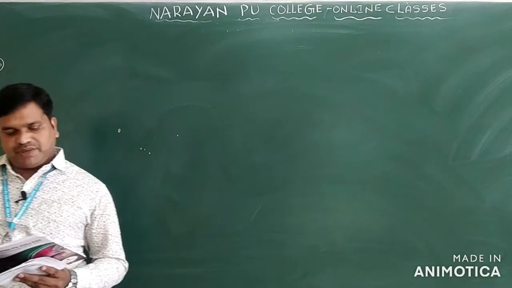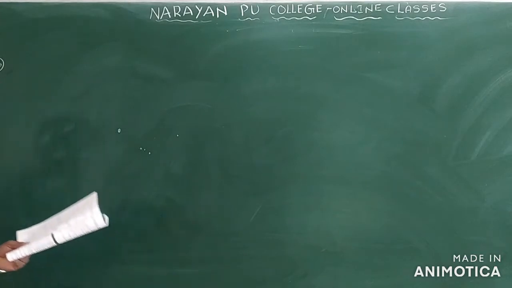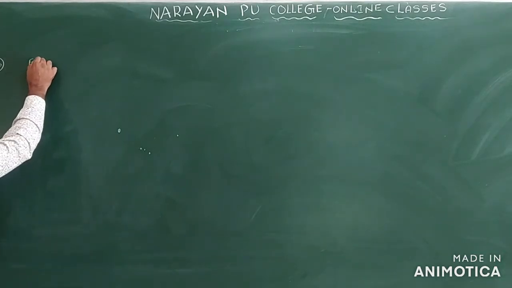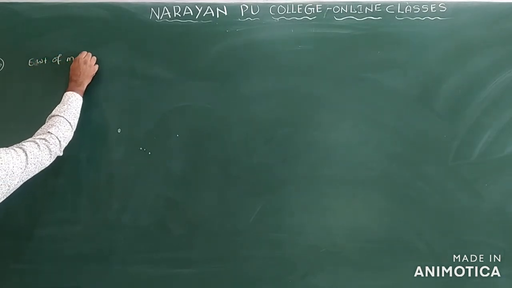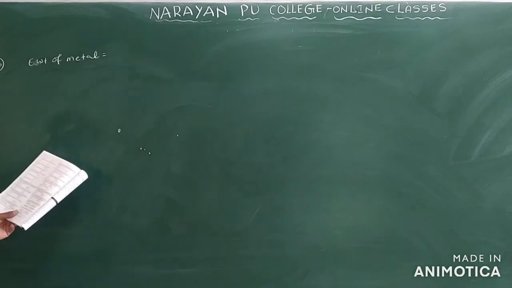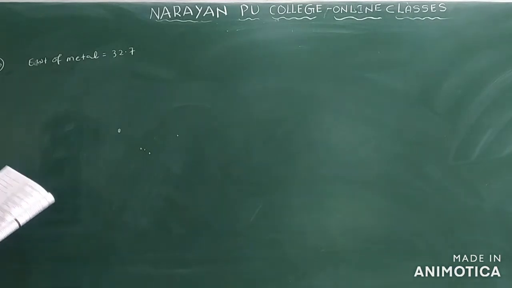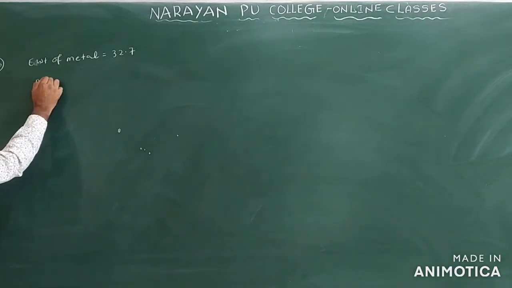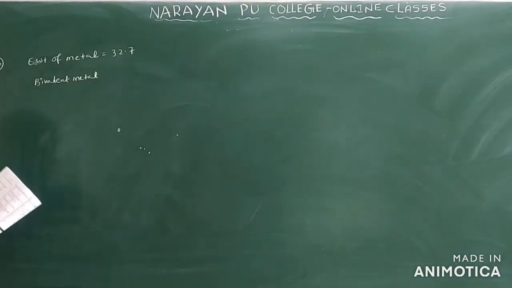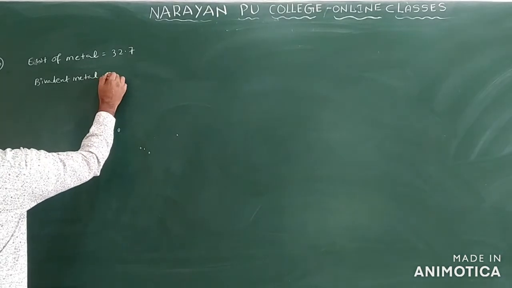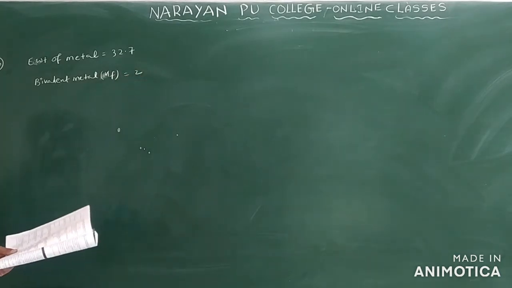The equivalent weight of a bivalent metal is 32.7. Find the molecular mass of its chloride. The equivalent weight of the metal is given, 32.7. What type of metal? It is a bivalent metal only. Bi means how much? 2 only. So bivalent metal means n factor is equal to 2.